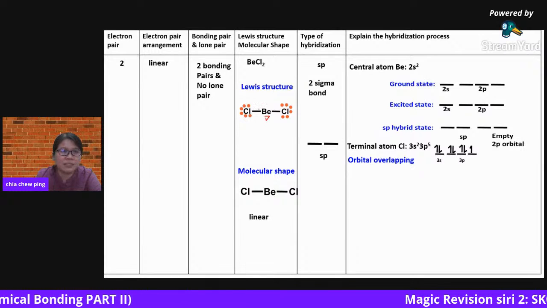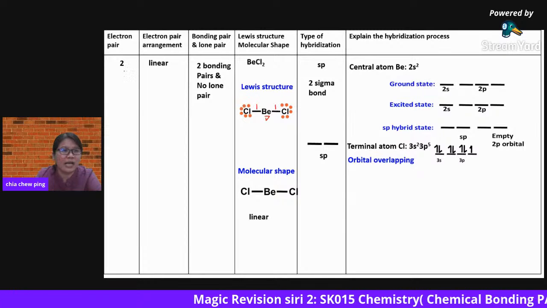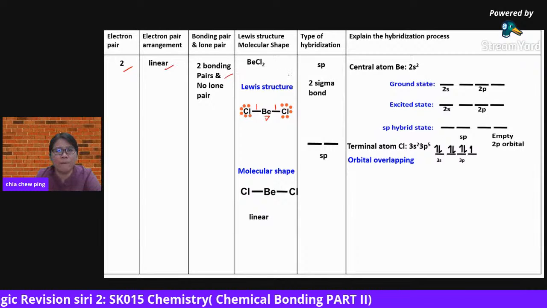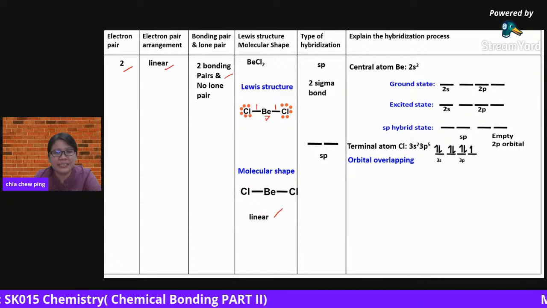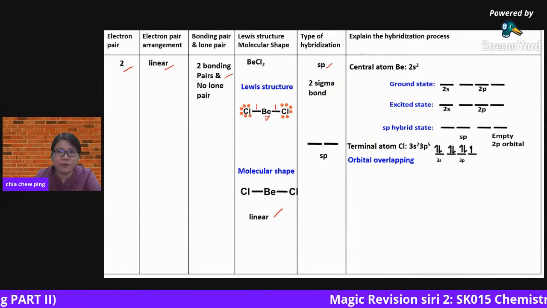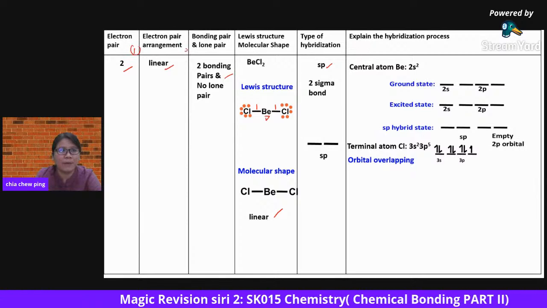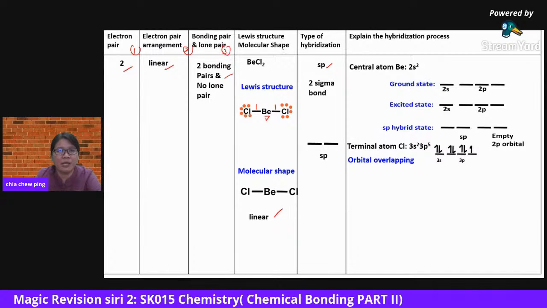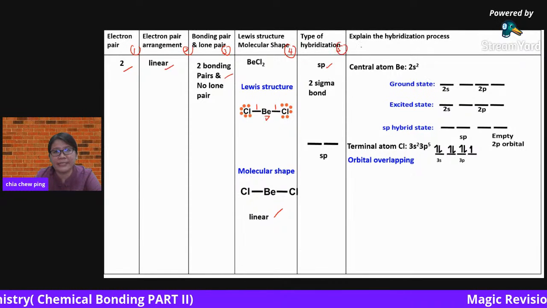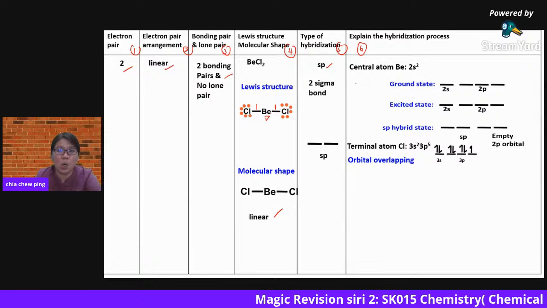So now I will count how many electron pairs. Single bond 1, single bond 1. That's why the answer is electron pair 2, linear, 2 bonding pairs, and no lone pair. The molecular shape is also linear, and the type of hybridization is sp. Before I proceed to answer the question, you start with the electron pair arrangement, bonding pair, lone pair, Lewis structure, molecular shape, and type of hybridization. The last one is the ground state orbital diagram and the overlapping.